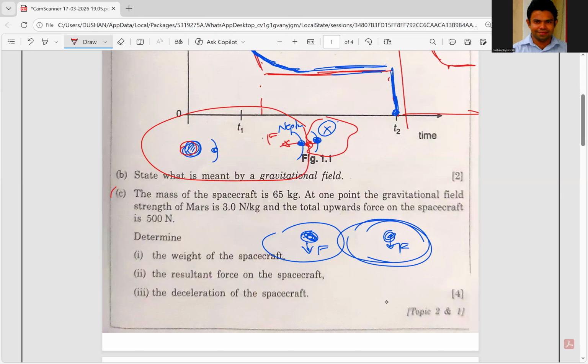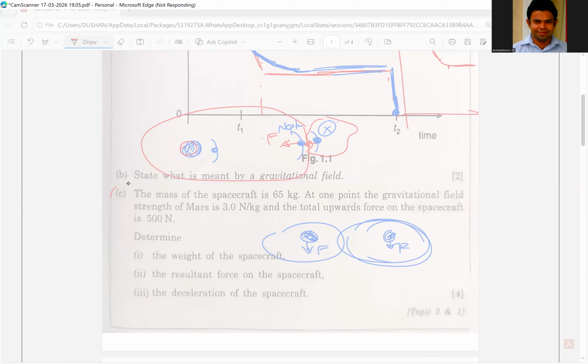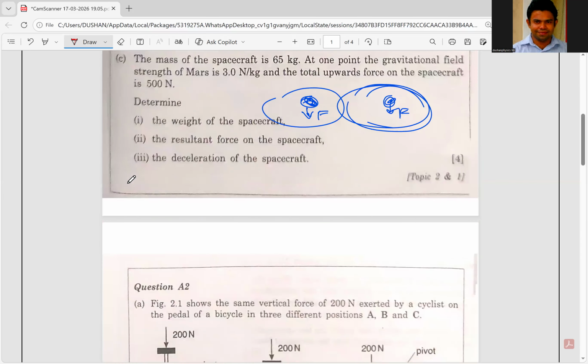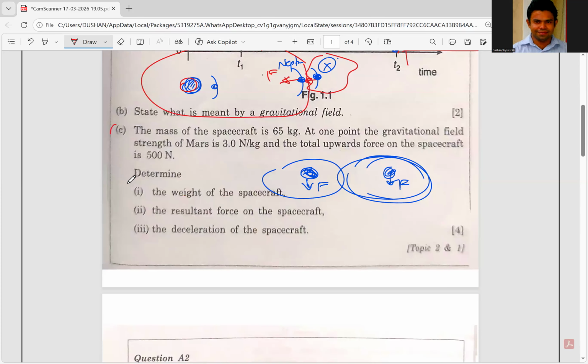Okay, the next part, the C part. The mass of the spacecraft is 65 kilos, at the point where the gravitational field strength is 3 newtons per kilogram. Tell me, there's another unit for gravitational field. What is that unit?